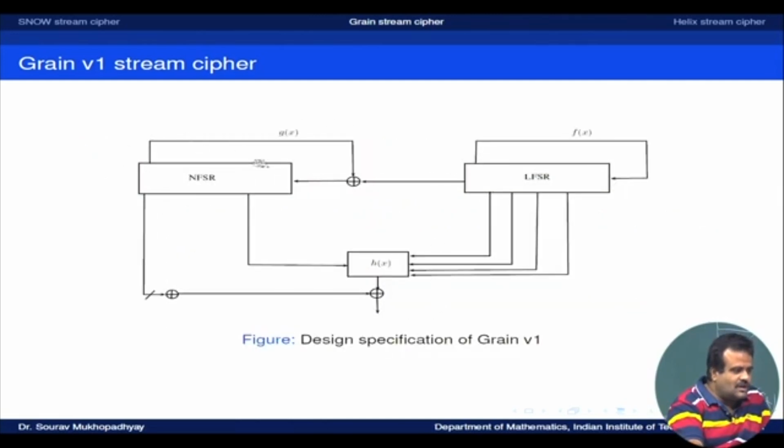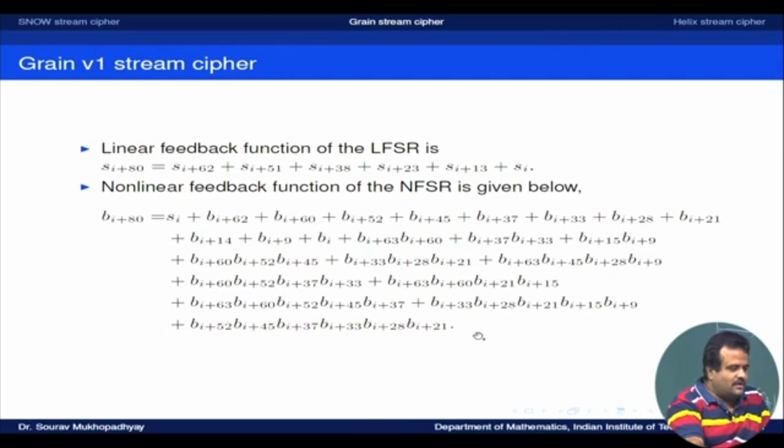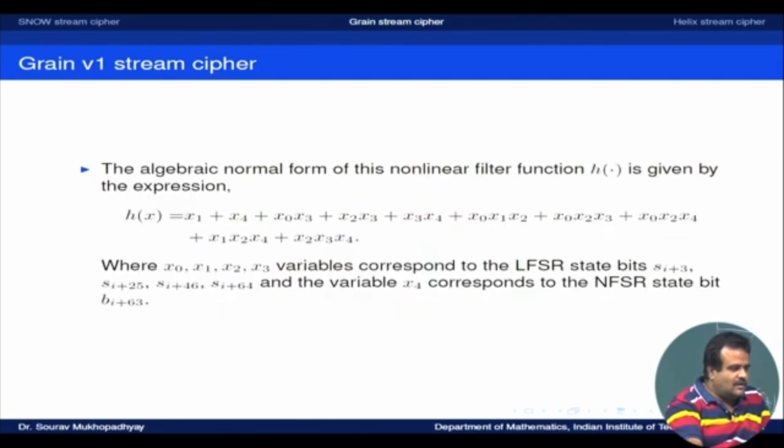So G is taking a few state bits of the NLFSR, and it is a nonlinear function, and then it is XORing with this LFSR function, and it is going to the NLFSR bit. Okay. So this is the update function, the bit which is updating the NLFSR. Okay, and then we have the H function. So H function is the function which is giving us the key stream, H of X.